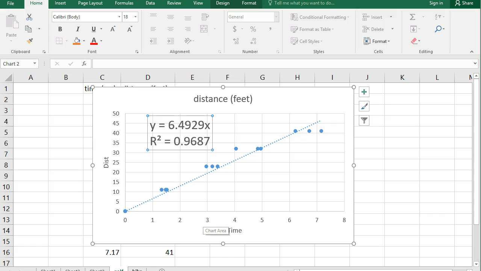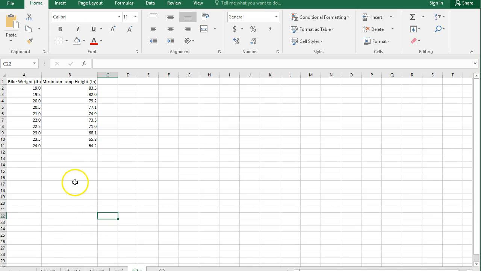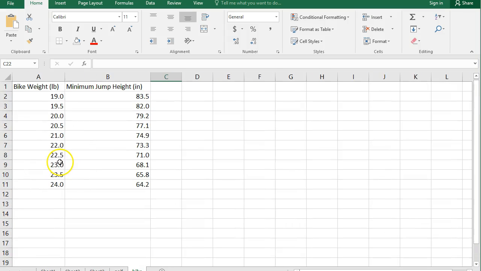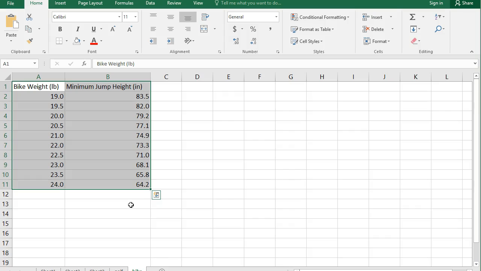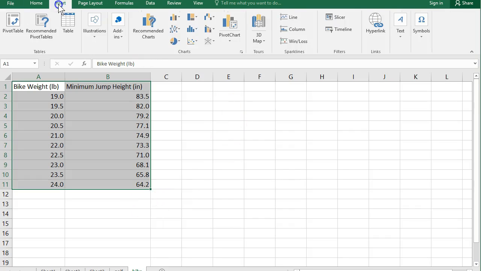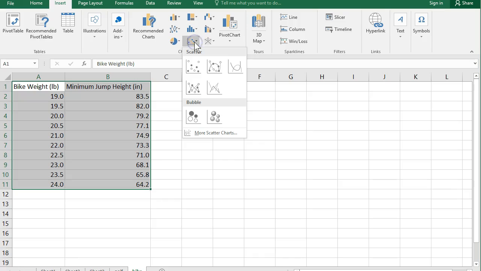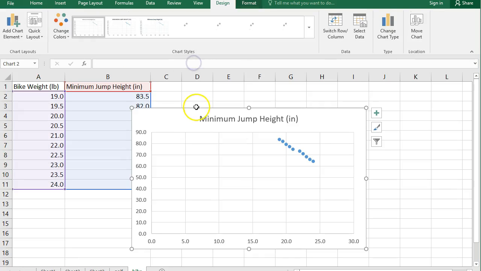Let's do it one more time just so we can see it. So I have another set of data that we want to analyze. This is bicycle data, and this is going to be something you're going to analyze for me and answer some questions for. So here's some bicycle data. In the assignment I've posted on Canvas, it's all there. So I put the bike weight first and the height second. I'm going to highlight that data and then choose Insert, Scatter Plot, and choose the top left one.